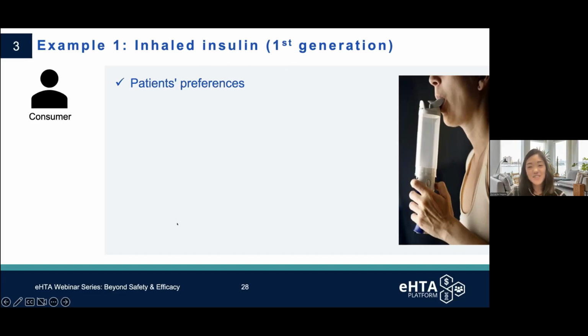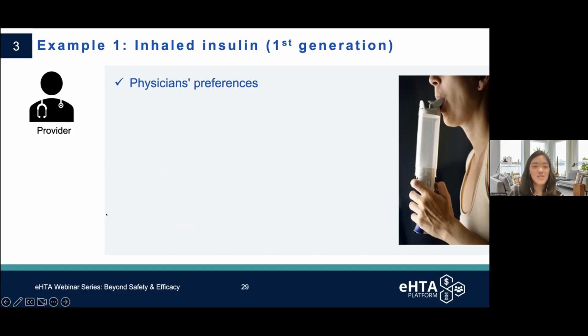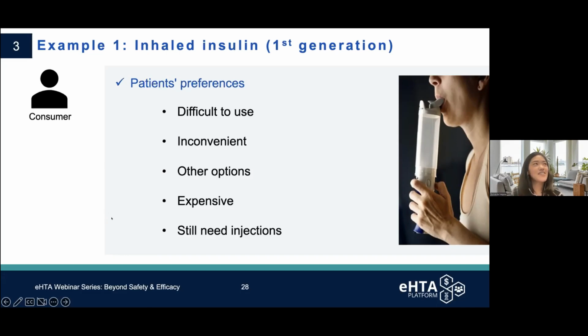So let's see what patients felt about the product. A lot of them felt it was quite bulky. It's hard to carry around, especially when you are, let's say, going to a restaurant, for example, and you have to carry that around before a meal because you have to take your insulin. And it's not as straightforward to use. It's quite difficult to use. It wasn't easy for patients to control the dose of insulin that they wanted.